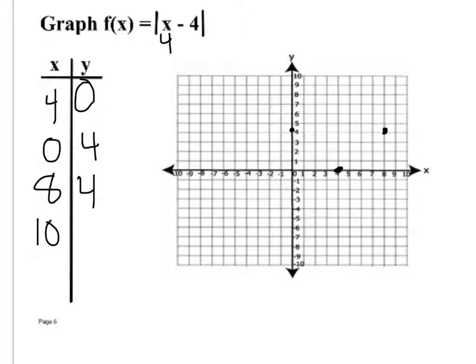I go 10 minus 4. What's 10 minus 4? 6. What's the absolute value of 6? So I go to 10, 6. Does this give me an idea what my graph looks like?